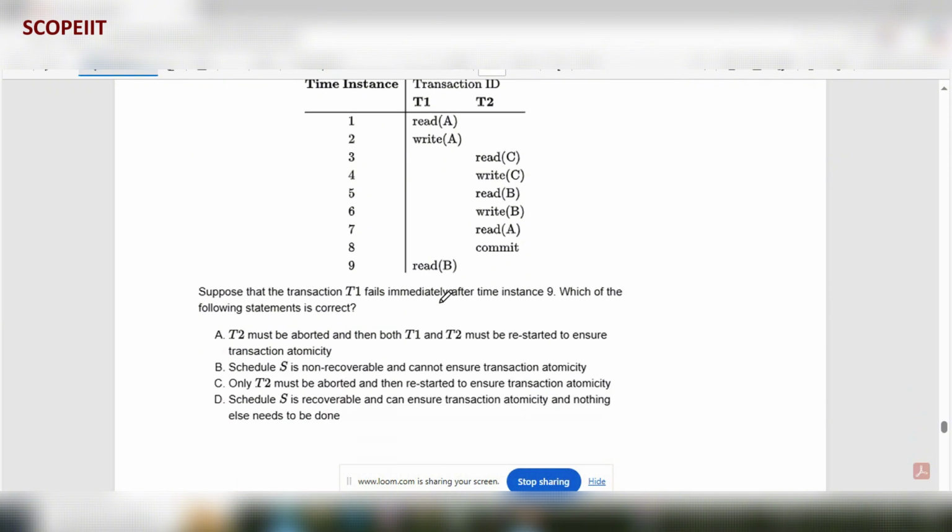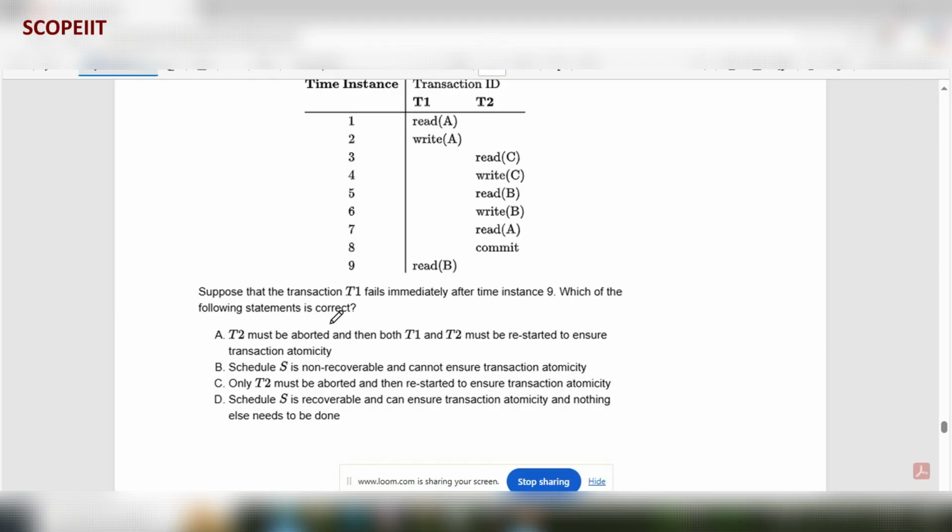Let us try to understand. This is your T1, T2, and these are the options. Suppose that the transaction T1 fails immediately after time instance 9. So this is the time instance. At time 1, they have the read operation on A. At time 2, transaction T1 writes A. At time 3, transaction T2 is reading variable C. So they are telling that suppose T1 will fail after this instance 9.